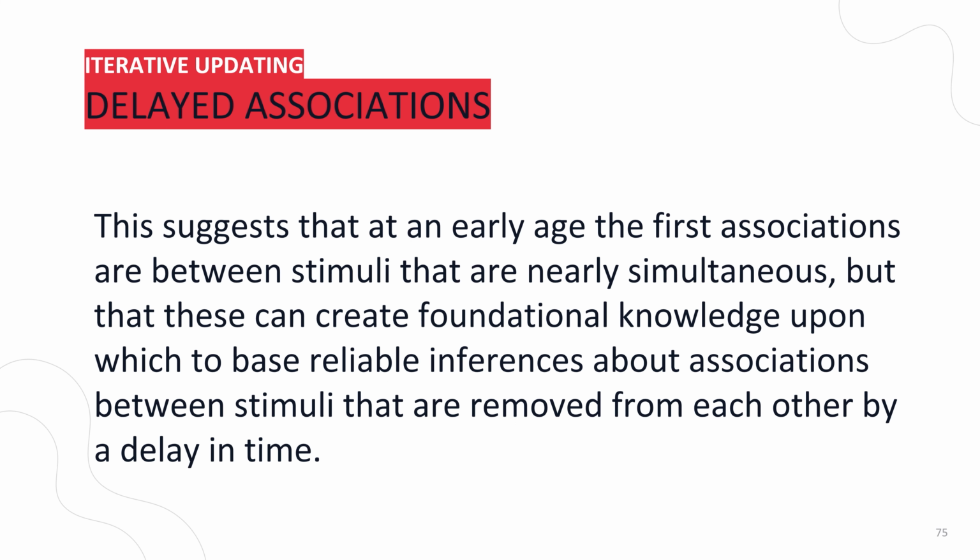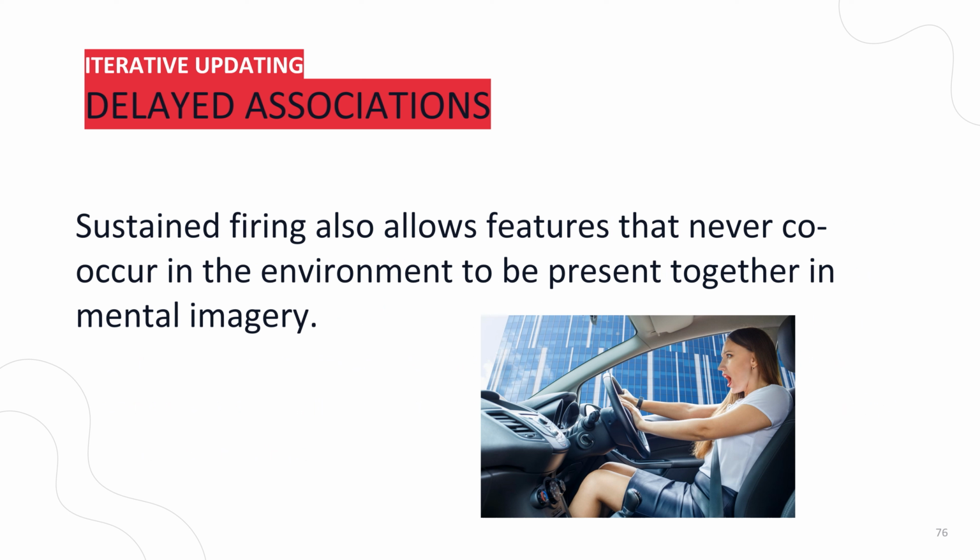This suggests that at an early age, the first associations are between stimuli that are nearly simultaneous, but that these can create foundational knowledge upon which to base reliable inferences about associations between stimuli that are removed from each other by a delay in time. Sustained firing also allows features that never co-occur in the environment to be present together in mental imagery, such as when you're able to form a mental image of your buddy honking at you from across the street. And mental imagery is our next topic.